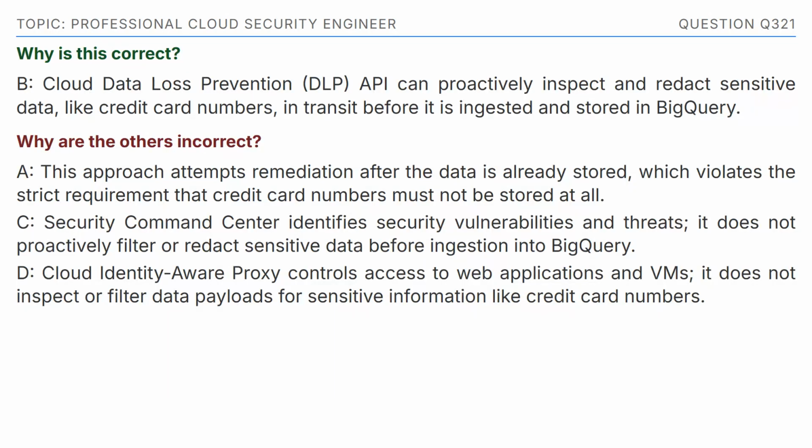Why is this correct? B. Cloud Data Loss Prevention (DLP) API can proactively inspect and redact sensitive data, like credit card numbers, in transit before it is ingested and stored in BigQuery.